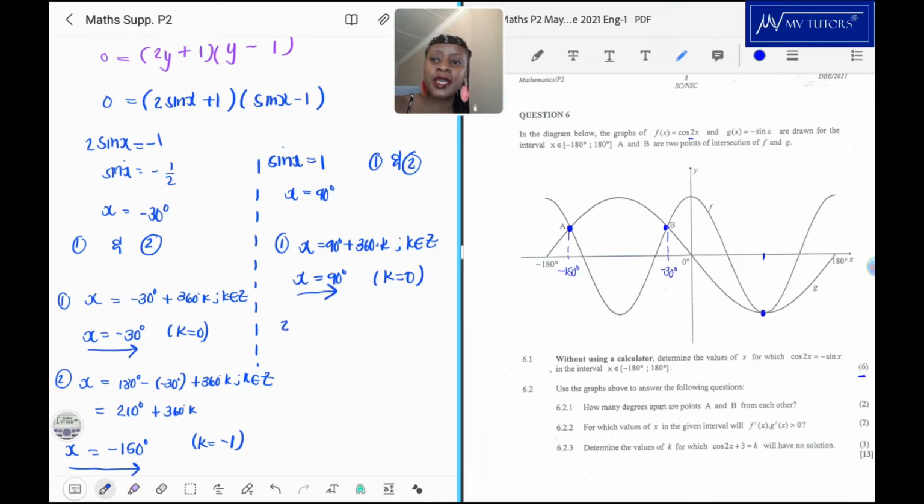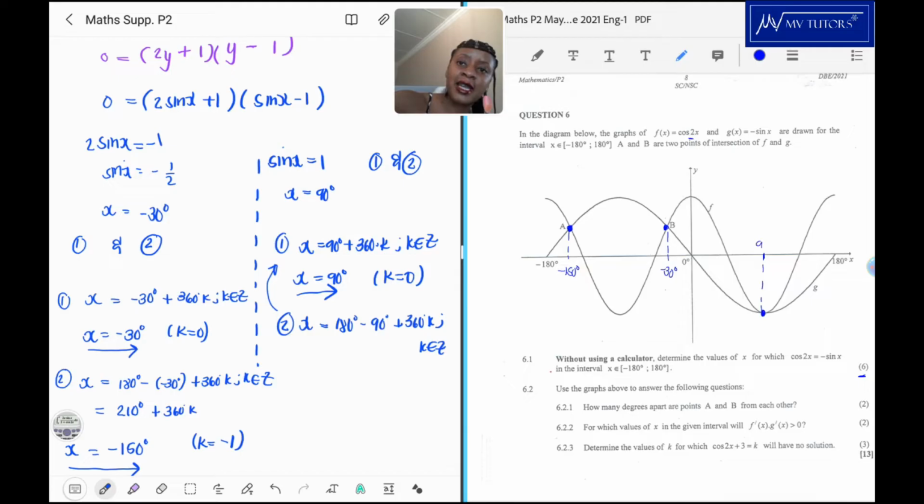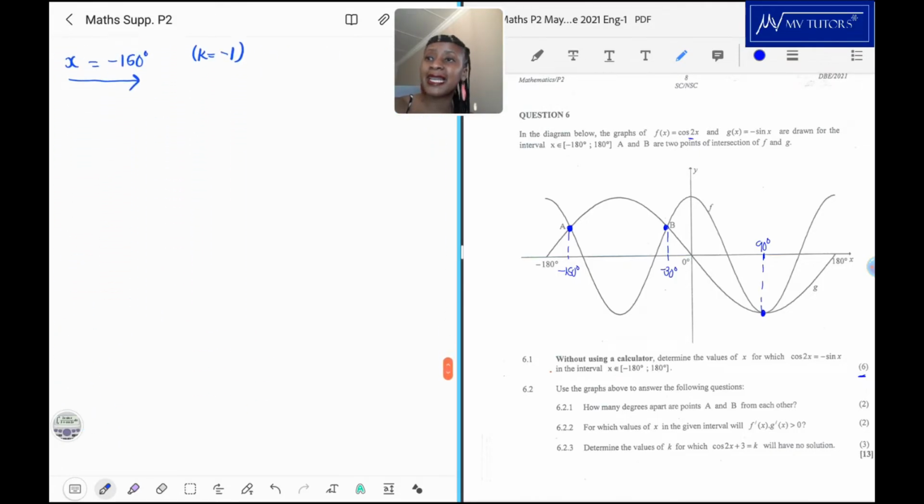If I go to the second quadrant, do you realize the second quadrant is 180 minus the reference angle, which is 90, plus 360k, where k is an element of integers. This 180 minus 90 is going to be 90, so we're back to that. So we're done solving. This third answer there is actually 90 degrees. So those are the x values that they asked for in 6.1. Quite a lengthy question, but hopefully the others go quicker.